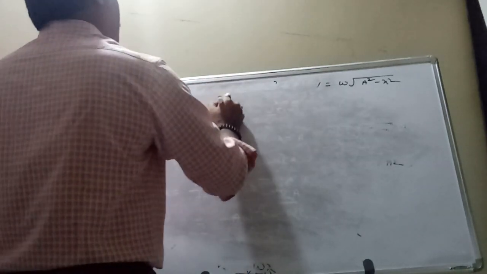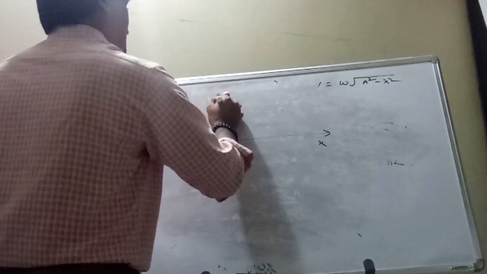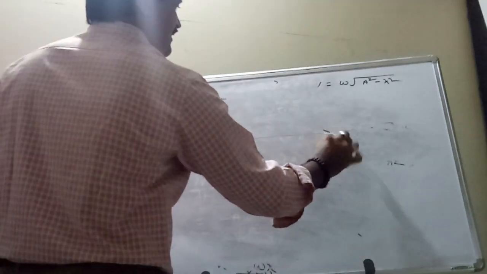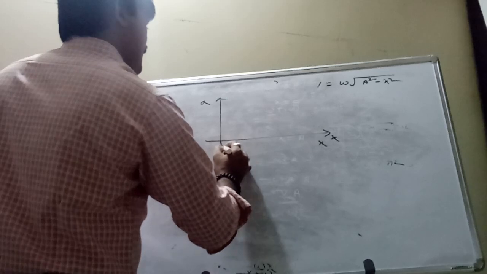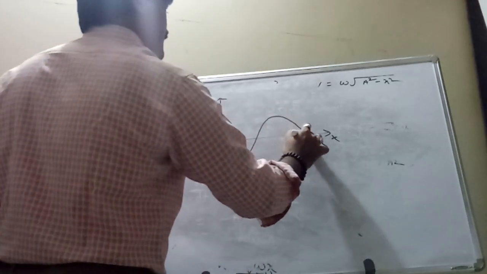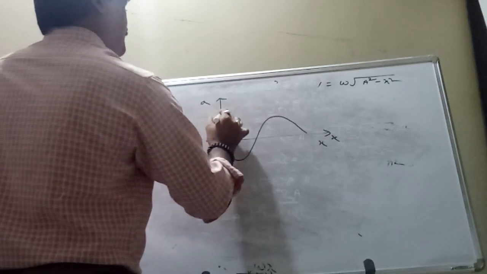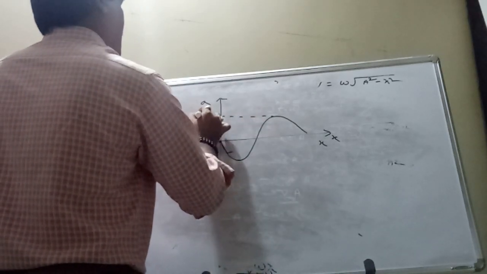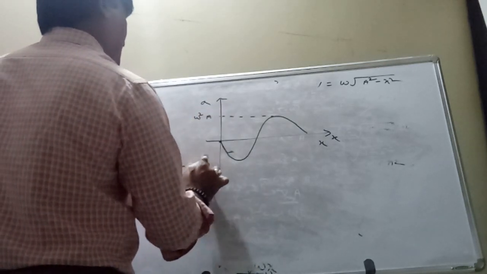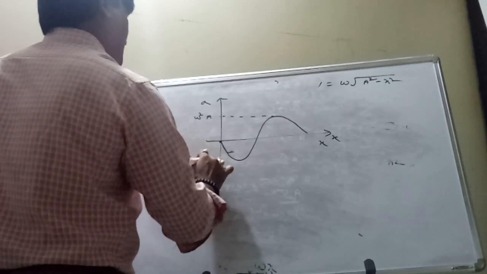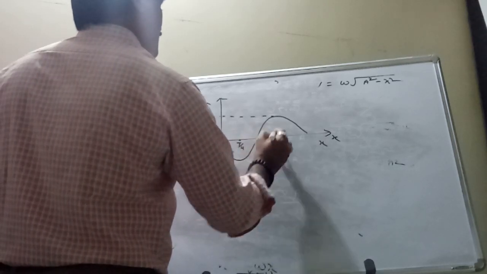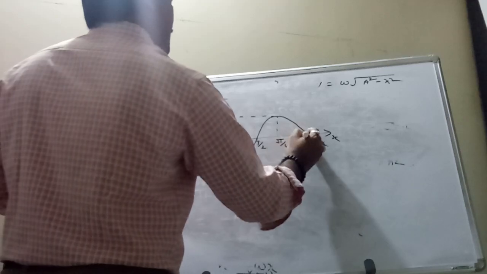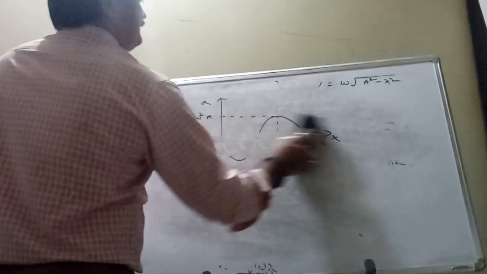Here is the displacement and acceleration graph, with acceleration on the y-axis and displacement on the x-axis. The acceleration passes through the mean position, with values ω²a, −ω²a, at 0, T/4, T/2, 3T/4, T. This is the acceleration equation.